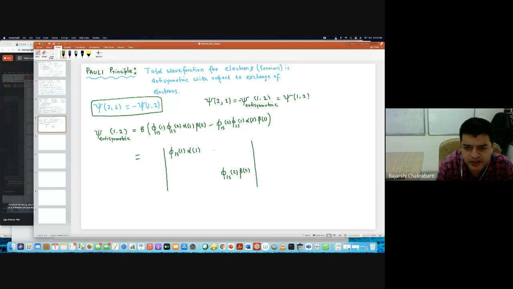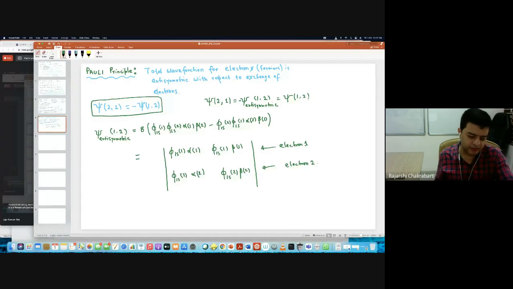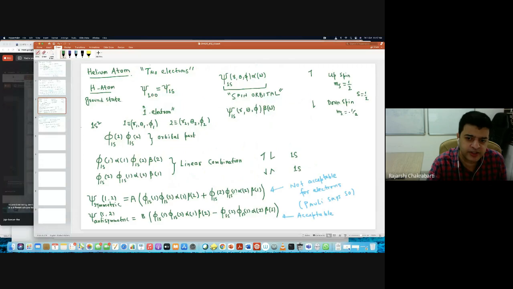The convention is the rows belong to the electrons. It will be for electron 1. So you'll have phi 1s 1 beta 1. This is phi 1s 2 alpha 2. So the row belongs to electron 1. This is for electron 2. But while taking the linear combination, I did not say, but I should have said that electrons are indistinguishable. They're indistinguishable particles. So you cannot take only this or only that. You have to take a linear combination of that because of that. So electrons are indistinguishable.